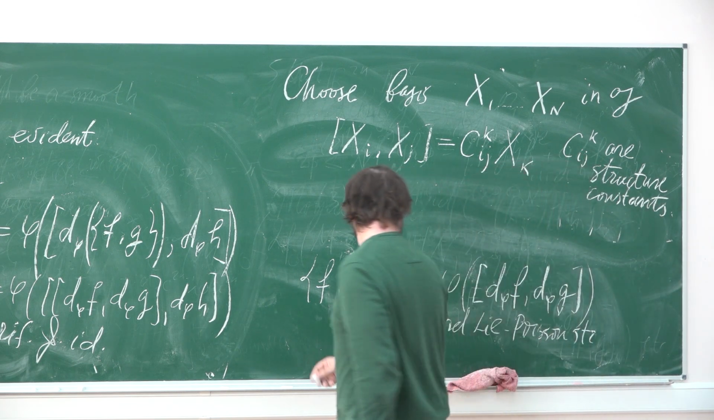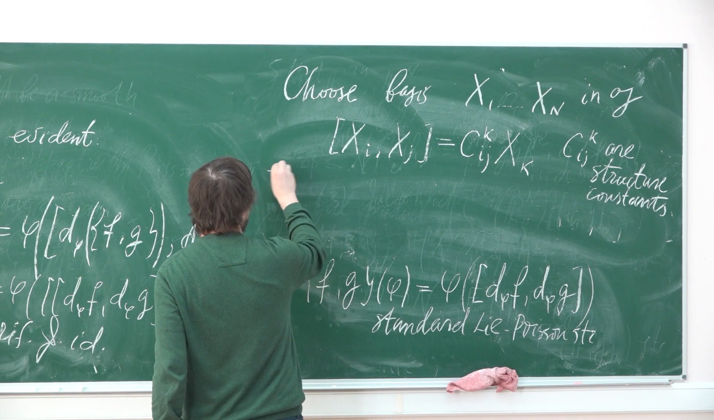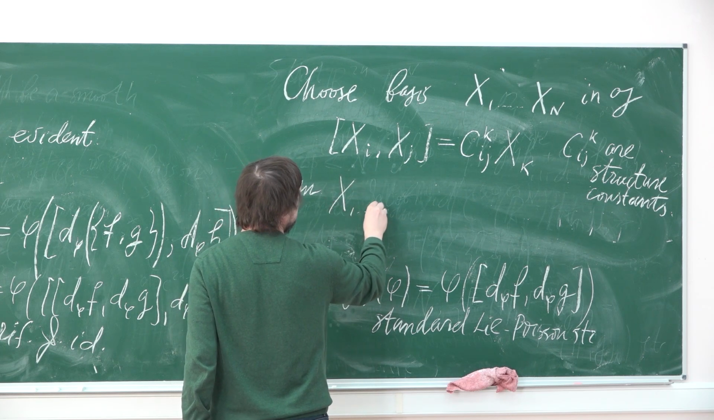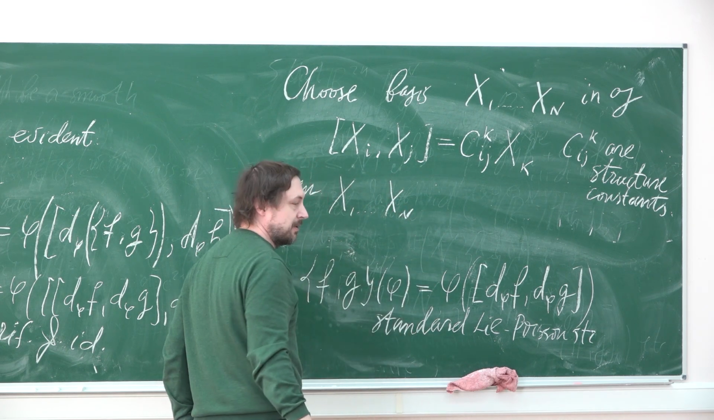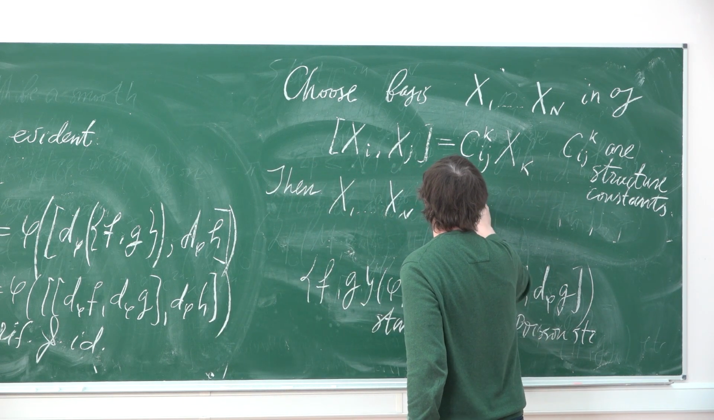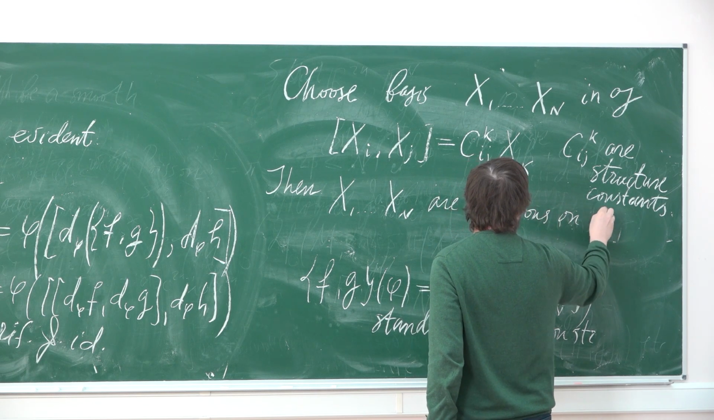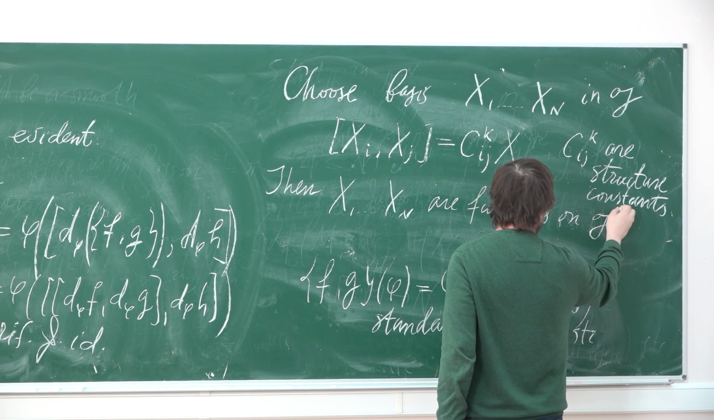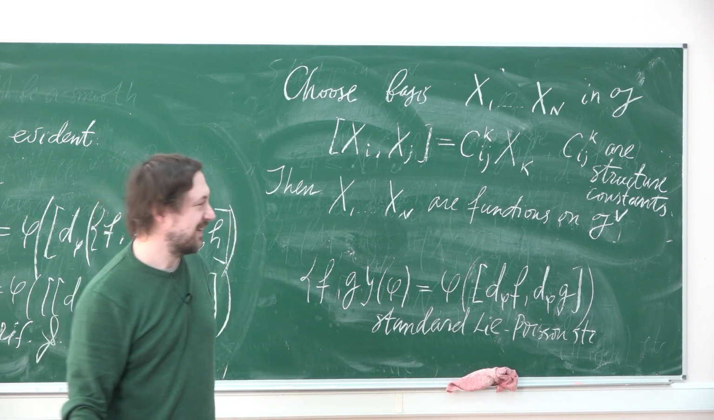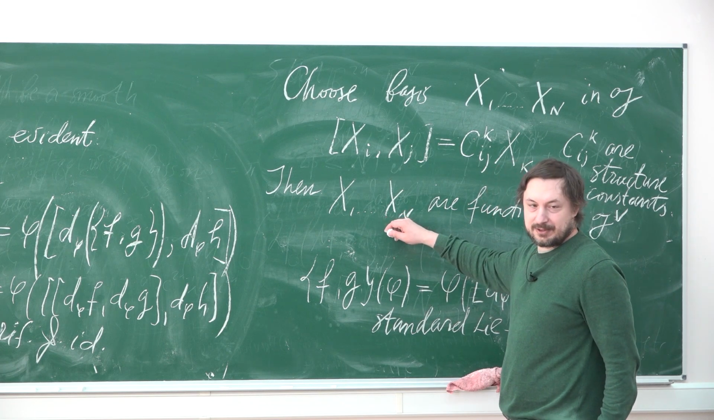Okay, let us look onto this formula more attentively now. First of all, x1 through xn can now be interpreted as functions on G star. Oh, sorry, G check. I quite forgot. I prefer this now. Okay. So they are functions. Actually, they are coordinate functions.